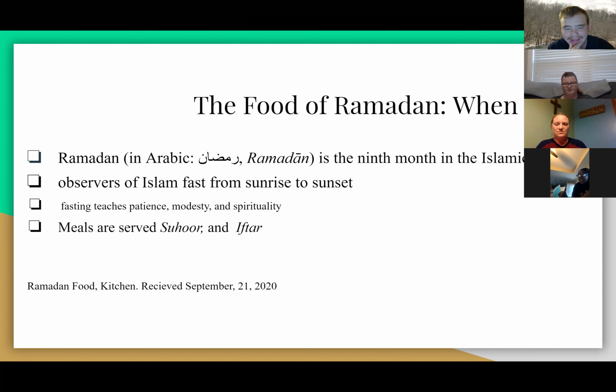They don't eat that. The meals are served during Suhoor and Iftar, and Suhoor is in the morning, in the beginning, where they can eat stuff that's not against their custom. All the foods are Halal, and Halal means the food that they are allowed to eat, food that's allowed.